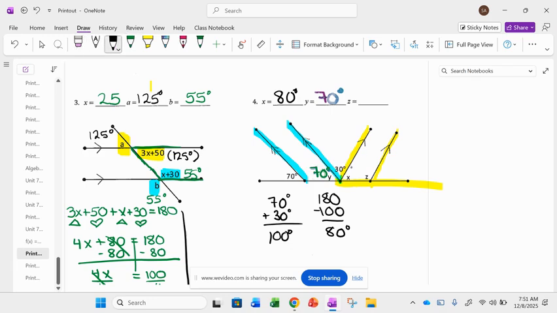This changes everything for us now, because now that we know that X is 80, can I use that C to find the Z? Yeah, so we know the angles in a C have to add up to 180. They have to be supplements. So I'm going to do 180 minus 80, and we'll get 100 degrees for angle Z.